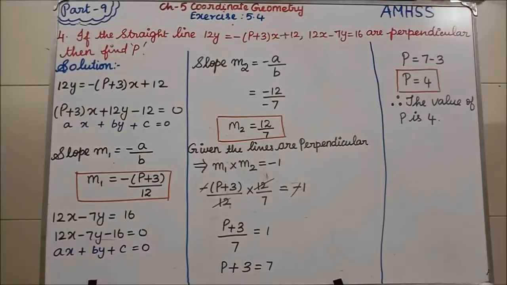So in exercise 5.4, the fourth question we are going to see. If the straight line 12y is equal to minus (p plus 3) into x plus 12, that is one equation, comma 12x minus 7y equal to 16, that is another equation. They are saying the two lines are perpendicular. Then find p. This is our question.